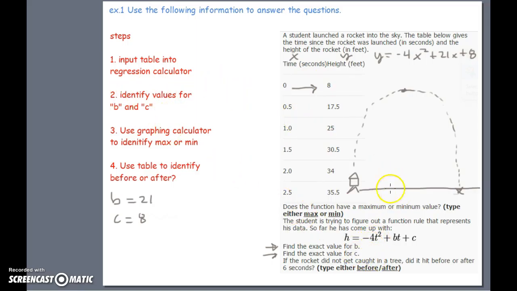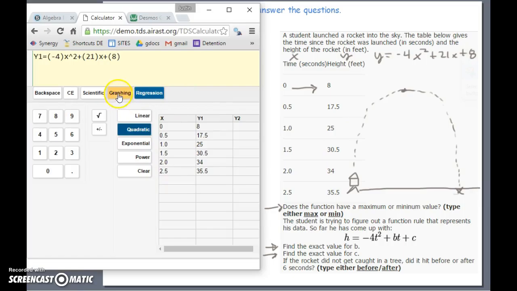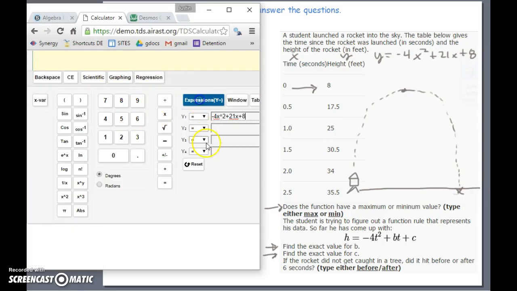Now let's go ahead and figure out if it's a maximum or a minimum value. Well, you're probably already thinking it's a maximum value because if you think about a rocket being launched up and coming down, it's going up and then coming down. So the maximum point is going to be your vertex, but let's verify using the graphing calculator. What you would do to verify is hit graphing, hit expressions, and then type in that equation that we got when we did the regression.